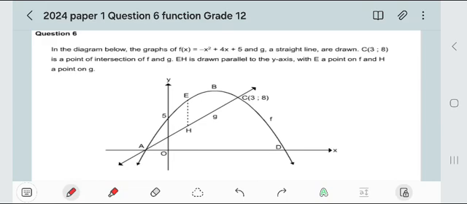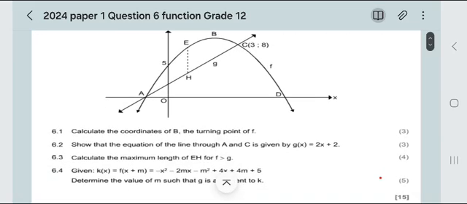So question 6 reads as follows. In the diagram below, graph f of x is equal to minus x squared plus 4x plus 5 and g, a straight line, are drawn. C is (3, 8), a point of intersection of f and g. As you can see, EH is drawn parallel to the y-axis with E a point on f and H a point on g. This is what we have there.